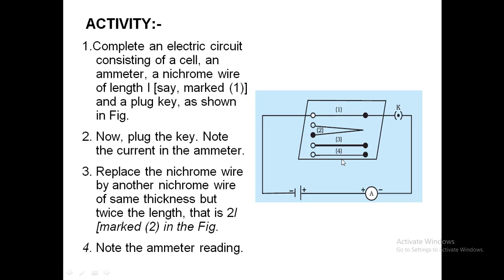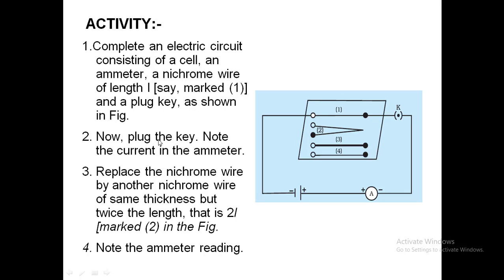4 wires are there. Now I am going to perform an experiment by connecting all these wires and find out how the resistance is dependent on the dimensions as well as the nature of the material. Number 1: complete an electric circuit consisting of a cell, an ammeter, a nichrome wire of length L and a plug key as shown.